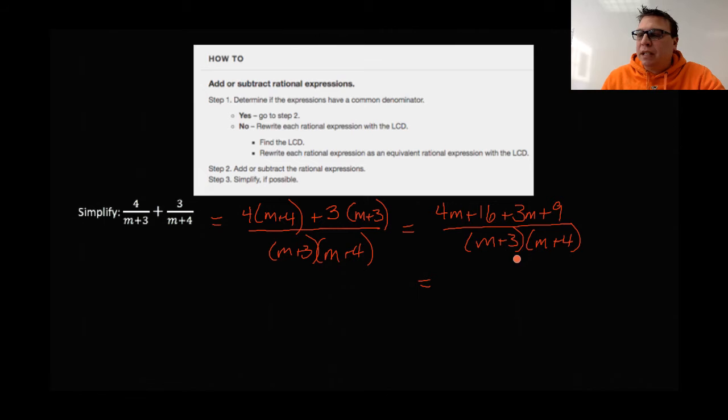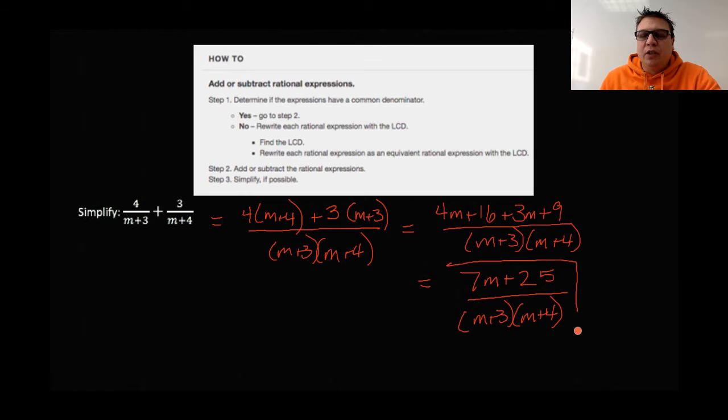Then we simplify. Here I get in my numerator 7m plus 25, divided by m plus 3, m plus 4. There's no common factor to take out of this numerator. So 7 does not divide into both 7 and 25. This is actually done. I can't simplify this any further. So that is my simplified fraction for adding 4 divided by m plus 3 plus 3 divided by m plus 4.